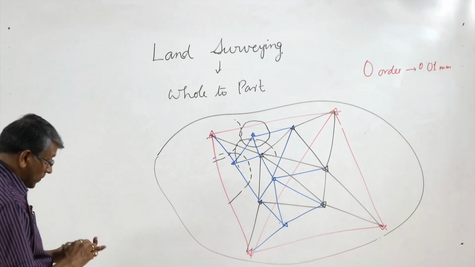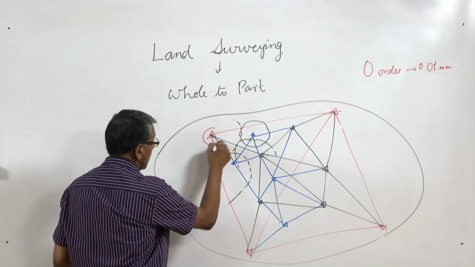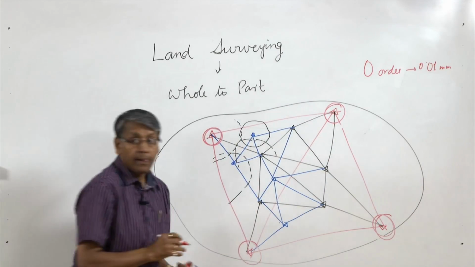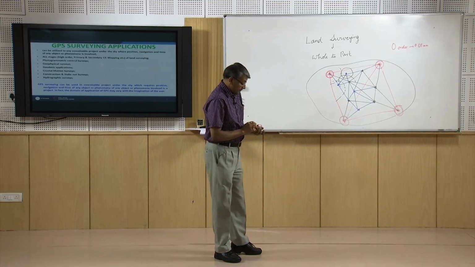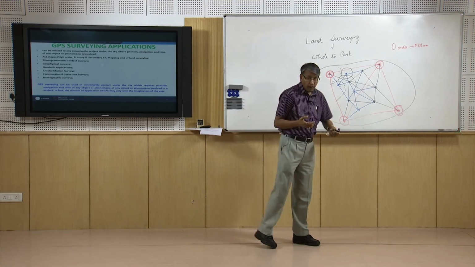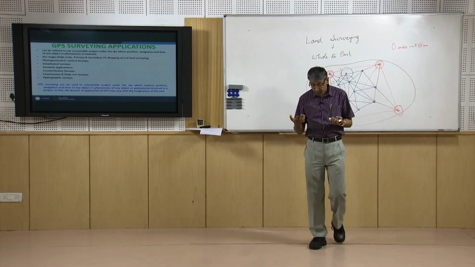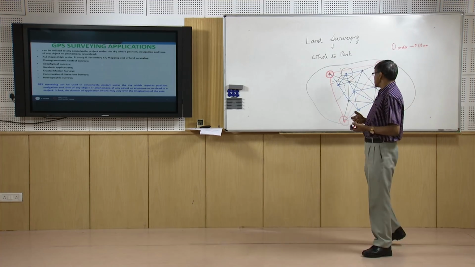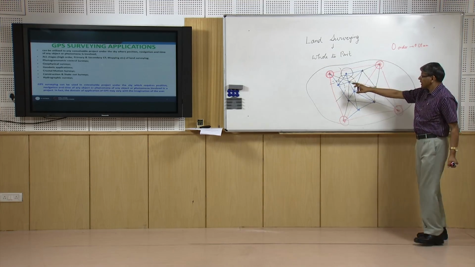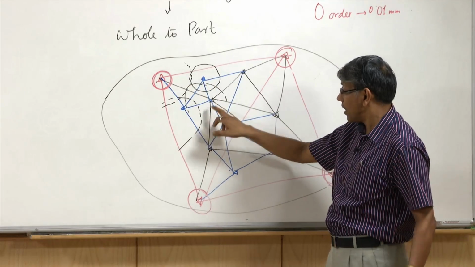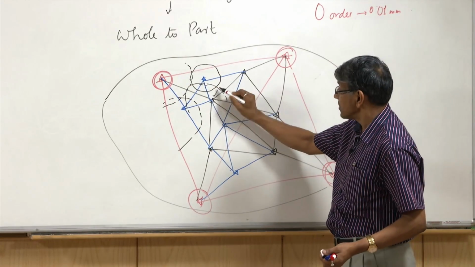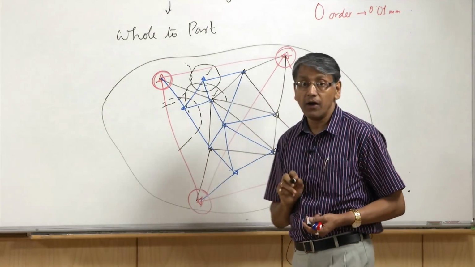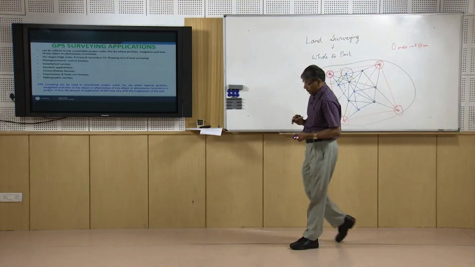Now in the beginning GPS was being used to establish the highest order control points, but as GPS is coming up very easily, economically, and receivers are also widely available, now GPS is not only used for establishment of secondary or tertiary control points, but is also easily used for surveying work and mapping work.